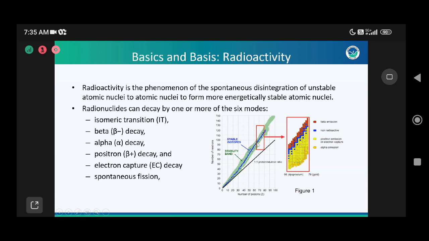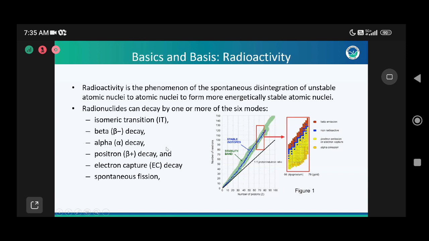When the nucleus is unstable, it becomes radioactive. The phenomenon of radioactivity is the spontaneous disintegration of unstable atomic nuclei to form more stable atomic nuclei. Whatever excess there is in protons or neutrons, they shed it, become stable, and come into this band. This radioactivity can occur in several modes: isomeric transition, beta decay, alpha decay, positron decay, electron capture, and spontaneous fission. After the unstable nucleus goes through these decays, it becomes stable.